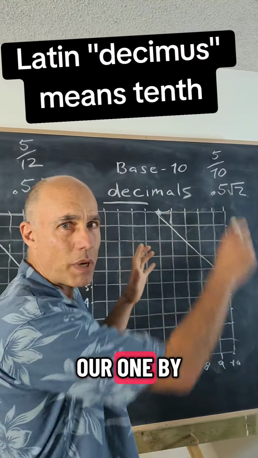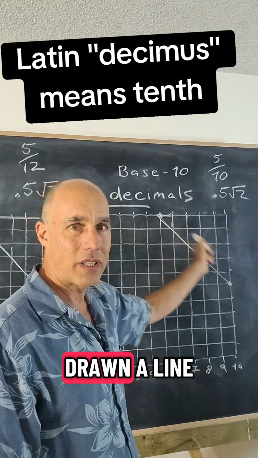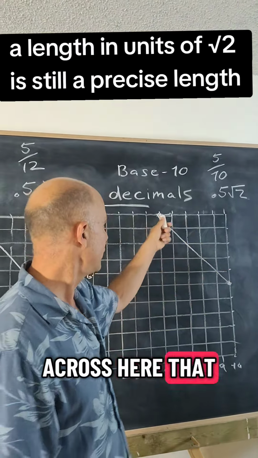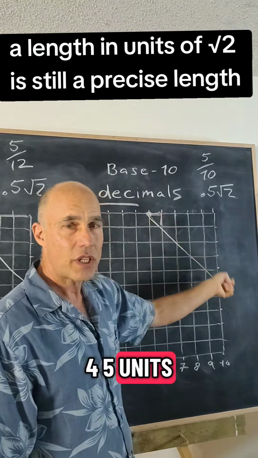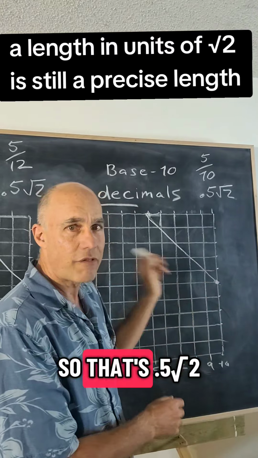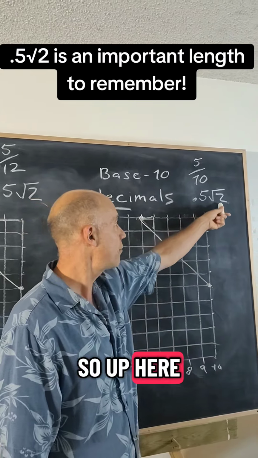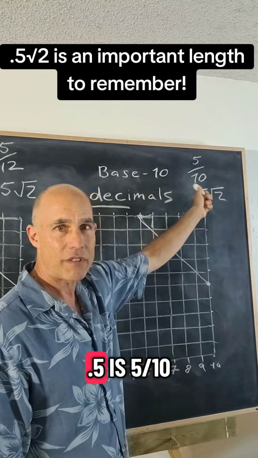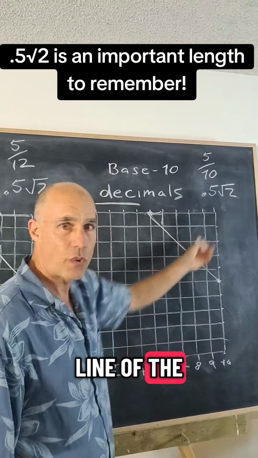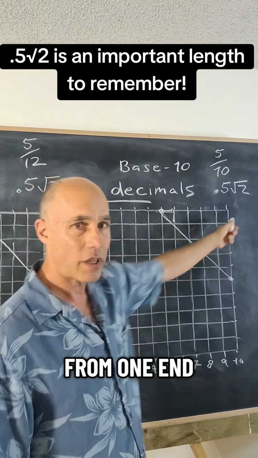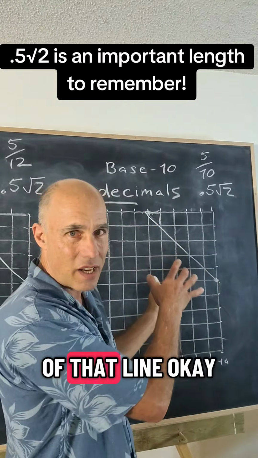So we're dividing our 1 by 1 square into tenths. And you can see here I've drawn a line across here that is the length of 1, 2, 3, 4, 5 units of square root of 2. So that's 0.5 root 2 is the length of that line. So up here, 0.5 root 2, and that 0.5 is 5 tenths. So if this was the complete line of the square root of 2, all the way from one end of that corner to the other, this is 5 tenths of that line.